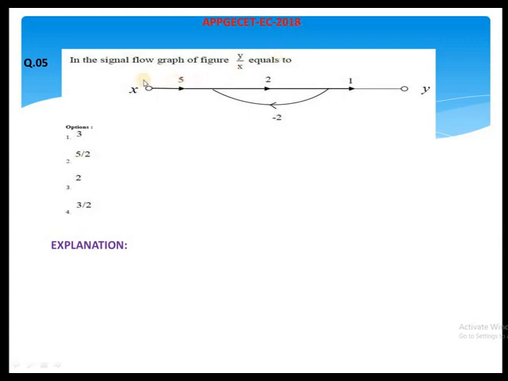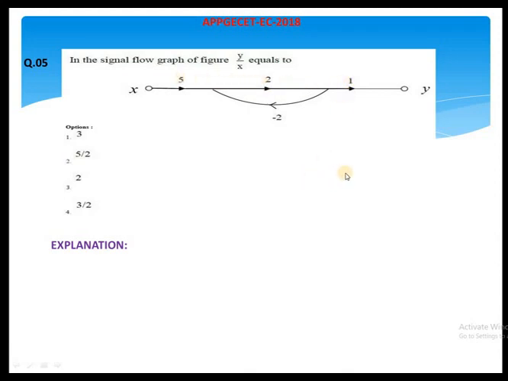What is the question here? For the signal flow graph, we have to identify the transfer function Y by X. Y is the output and X is the input. So we need to find out the transfer function. How many forward paths are there for this simple SFG? We have only one forward path with a gain of 5 into 2 into 1. So the gain value for the first forward path is 5 into 2 into 1.